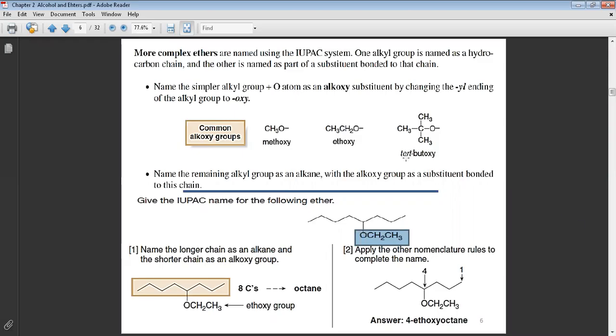Now, name the part that is a substituent bonded to that chain. Number one, name the simpler alkyl group plus an oxygen atom as alkoxy.